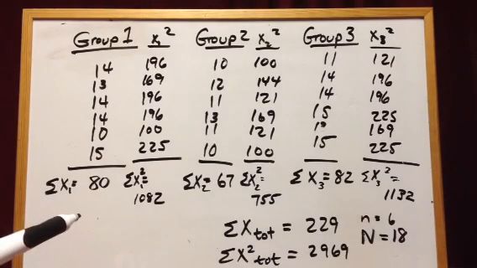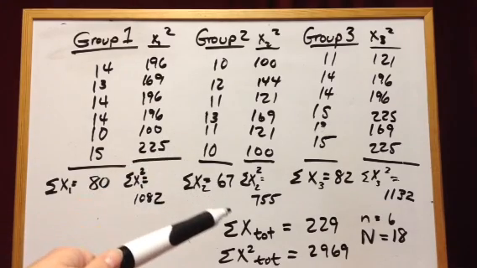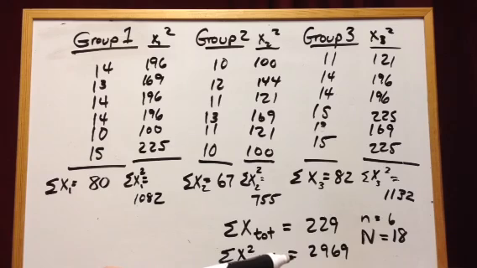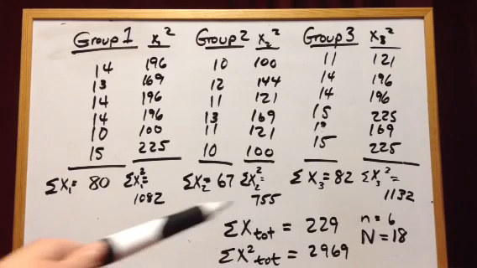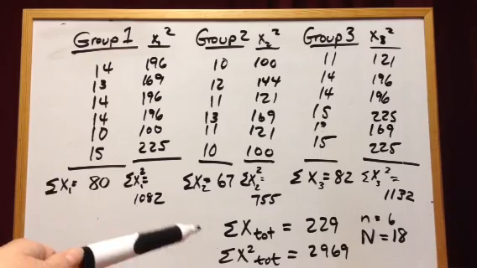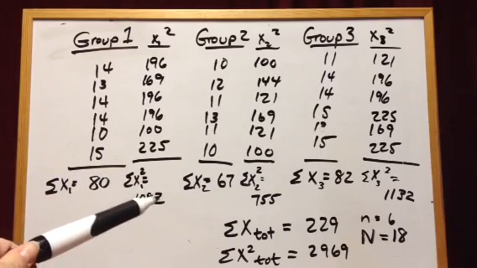And then sum of x squared total, you do the same thing. So 1082 plus 755 plus 1132 gives you 2,969. Okay, so this is the vital new information that you don't do with the t-test that you do need to do with an ANOVA.